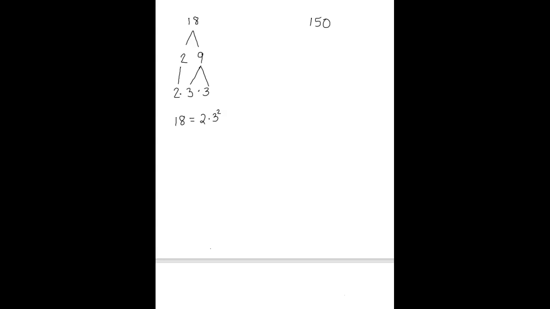We could also go ahead and do 150. I'm going to do some of what I think are easy numbers. I'm going to start with a 15 and a 10. All right, so that breaks that down a little bit. I'm going to have a 3 and a 5 here for my 15, and then this is going to break down to 2 and 5.